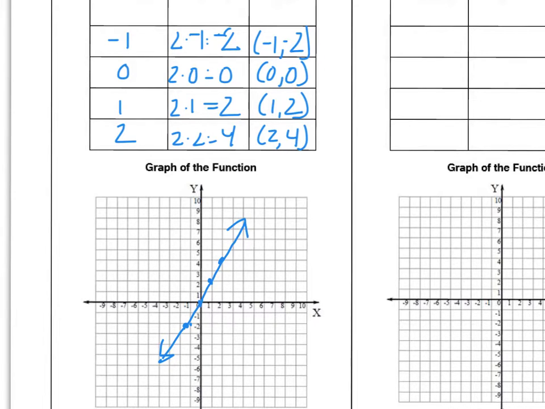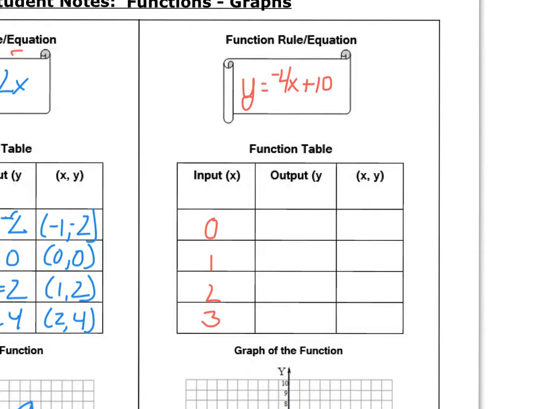Let's try another one. Okay, so for our last function that we were going to graph, we have the function y is equal to negative 4x plus 10, and I've already chosen 0, 1, 2, and 3 to be my values for x. So I'm going to replace the x with 0 first, so my expression is negative 4 times 0 plus 10. Order of operations, do the multiplication first. Negative 4 times 0 is 0, plus 10 is 10. The ordered pair is 0, 10.